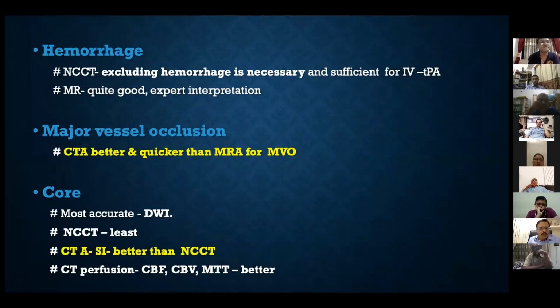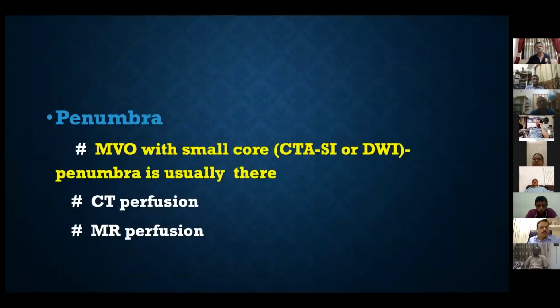When we talk about the ischemic core, then MR scores over CTA, because in DWI we can see the ischemic core better. And NCCT is the least effective, but I will show you some subtle signs by which we can diagnose early infarction on NCCT. CTA source images are better than NCCT, and sometimes you can then use CT perfusion, including cerebral blood flow, CBV, and transit time, and I will show how CT perfusion can also be used to detect a core.